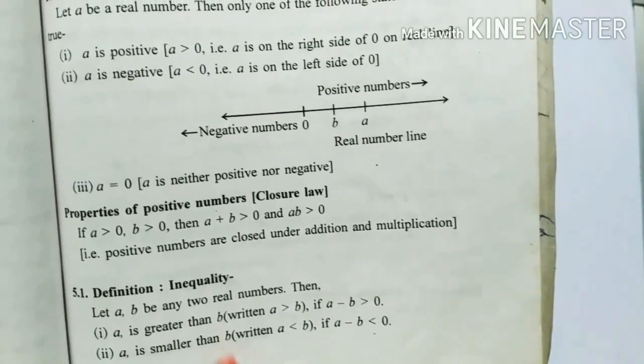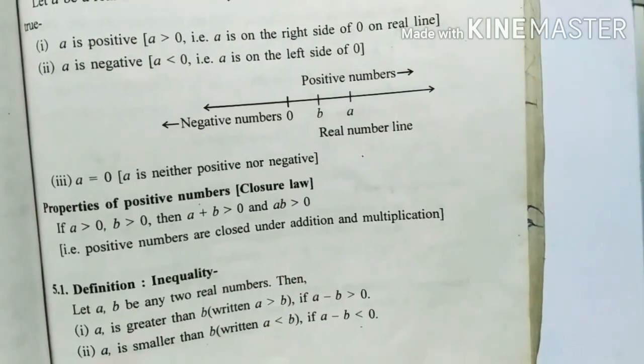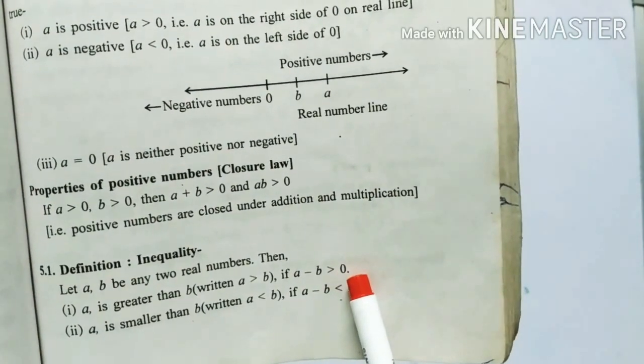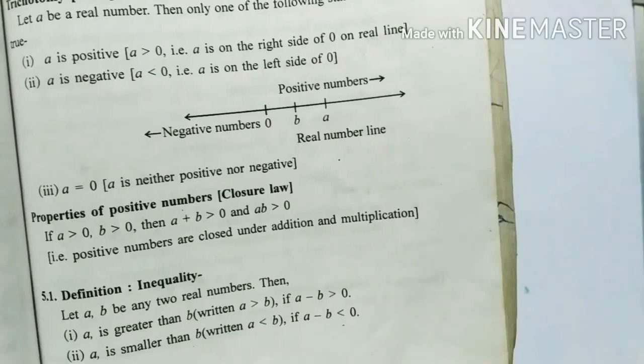Then next definition, inequality. Let A and B be two real numbers, then A is greater than B if A minus B is greater than 0 and A is smaller than B if A minus B is less than 0.